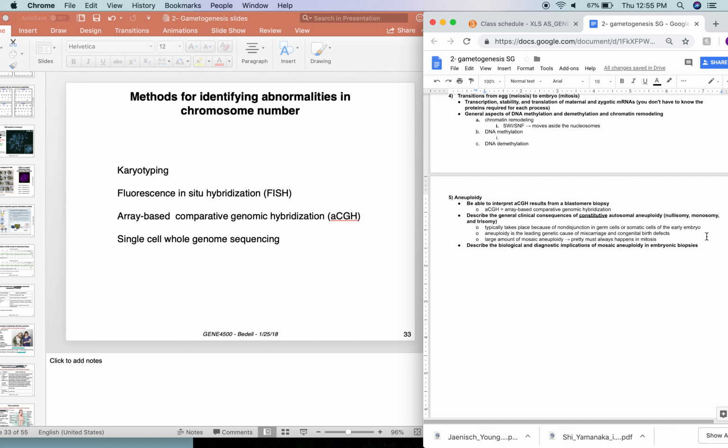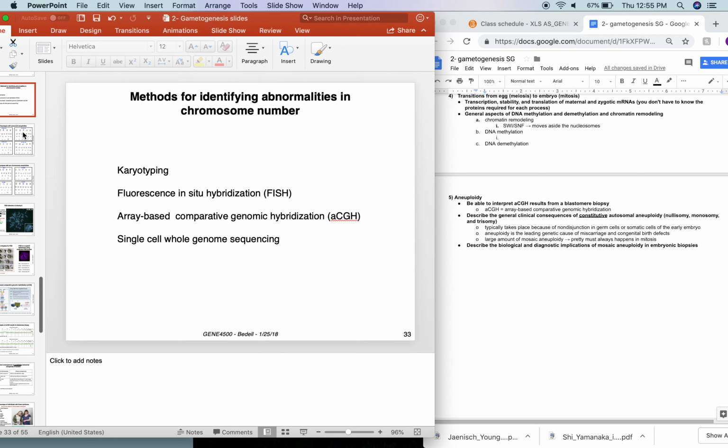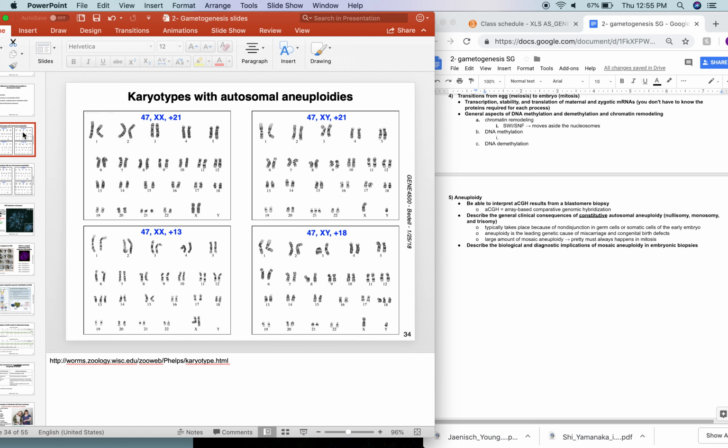I'll show you a couple examples of FISH, but I want you to know about it. Okay, so first the standard karyotype. So look at these. There's 4 different individuals. Anybody want to tell me what's wrong? What makes this one aneuploid?